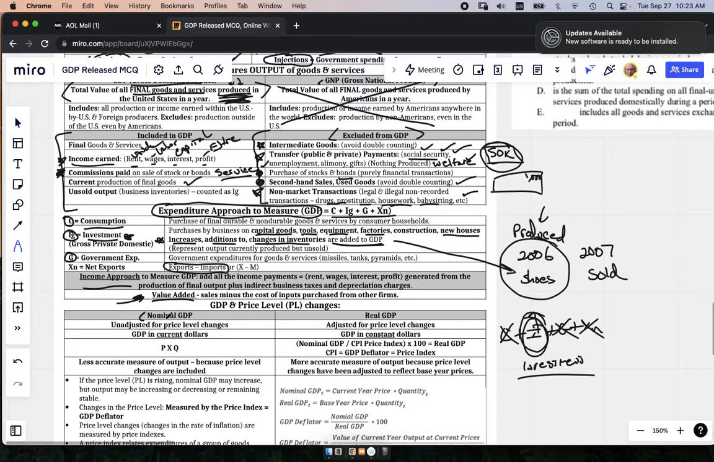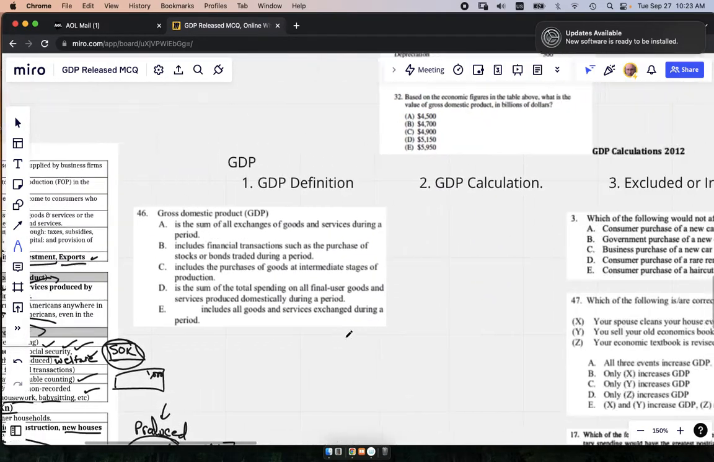We do have to know some nominal and real GDP stuff. We'll talk about those in a bit. We'll talk about CPI in the next video. CPI is very important. It kind of falls under the GDP side of things. So anyway, let's go on and just jump into some of the problems.